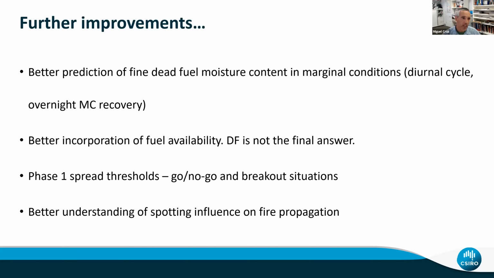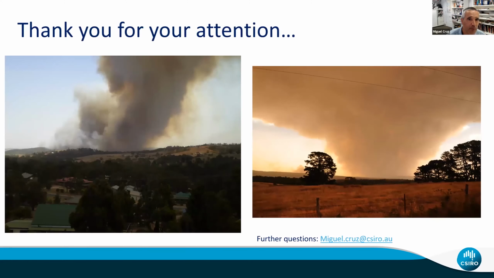And also, to finalize, we need a better understanding of spotting influence on fire propagation. A lot of good work has come in the last few years, looking at the line scan data. But we need to further extend that knowledge, probably to better understand when spotting is going to lead to effects different than what we have included in the model. And that's all I have today.